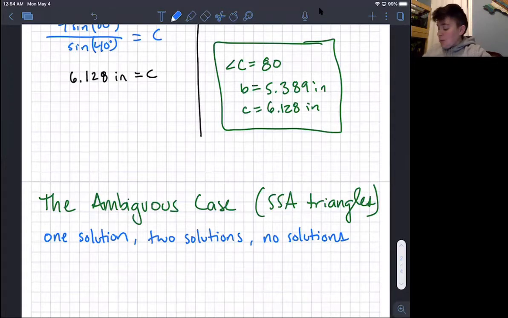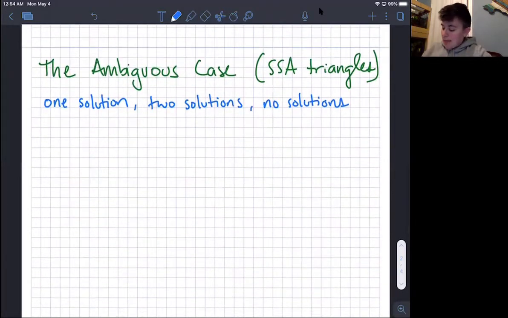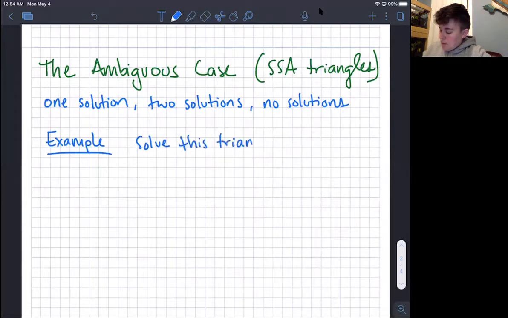So what I'm going to do is talk about how you can use the actual math, the law of sines, to figure this out. I'm going to do 3 quick examples, one of each: one solution, two solutions, no solutions, so you can see how you might be able to tell. So let's start with this one. Solve this triangle.